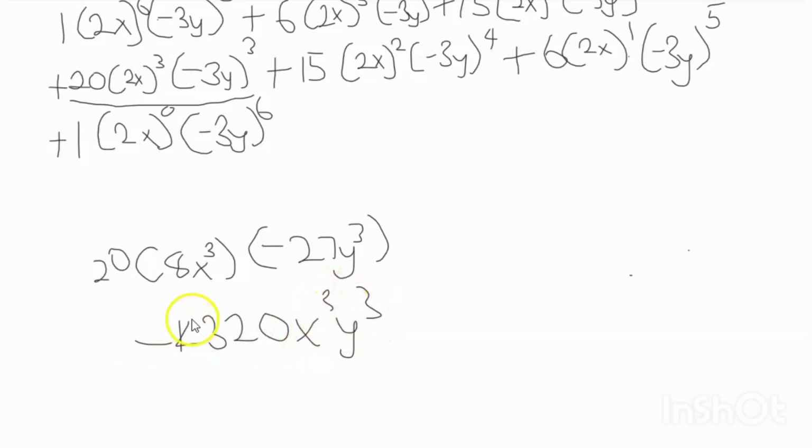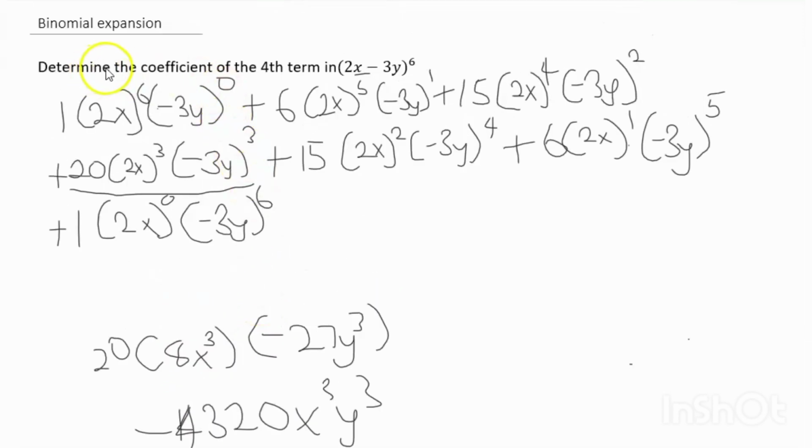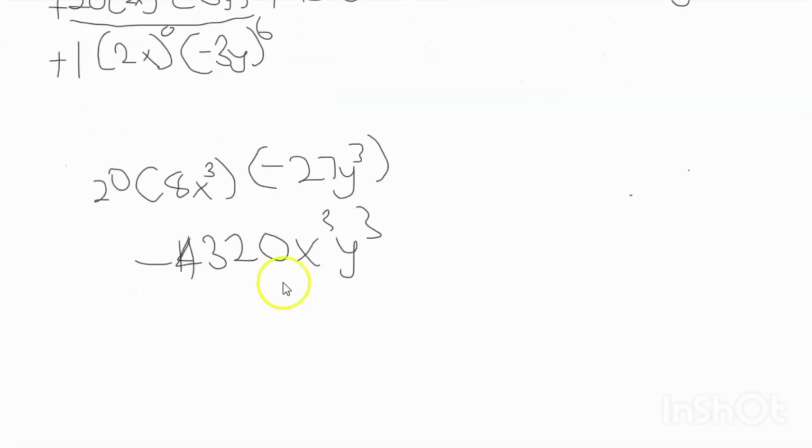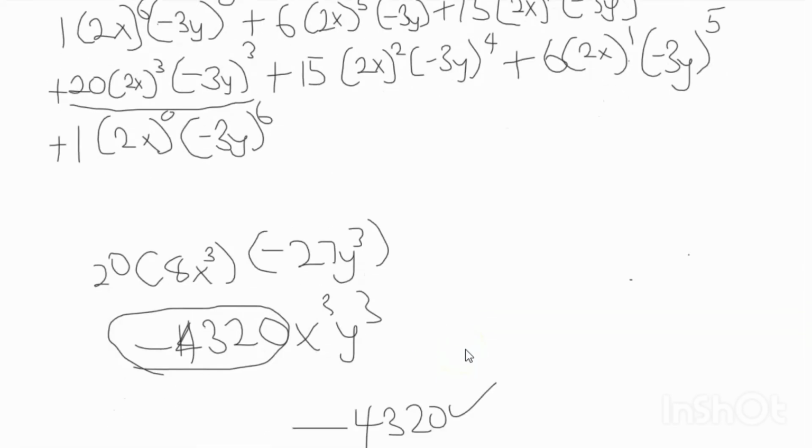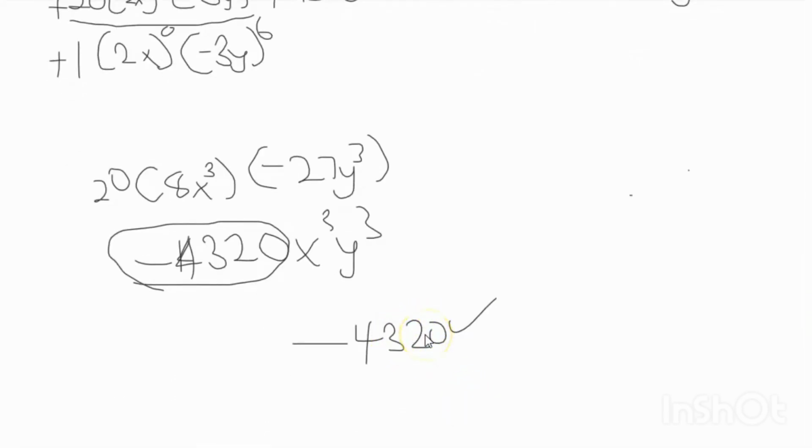But the question said determine the coefficient of the fourth term. So since this is the fourth term, this is simply our coefficient. We can write the coefficient of the fourth term is minus 4,320. I want you to maybe write this down, because we're going to use the formula method now. You can write this down, keep this in your head, however the case. Let's use the formula method and see if it gives us the same thing.